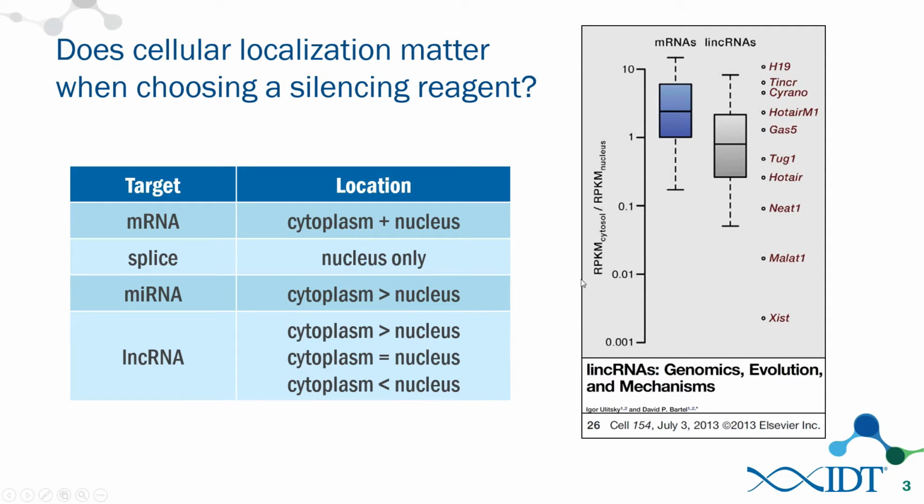This figure over here is from Cell in 2013, and this is RNA-seq data showing that typically messenger RNAs more heavily populate the cytoplasm, whereas when you look at the long non-coding RNAs, they're a little bit more diverse, where you have some which heavily populate the cytoplasm, some which are more equally distributed, and others which are found exclusively in the nucleus.